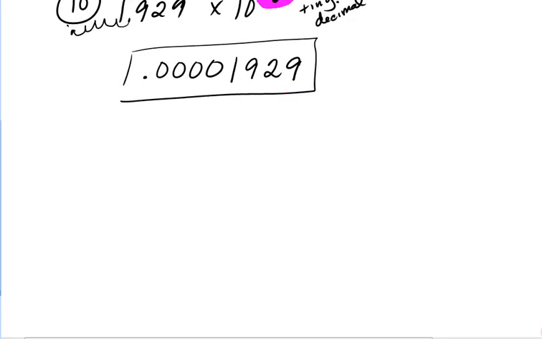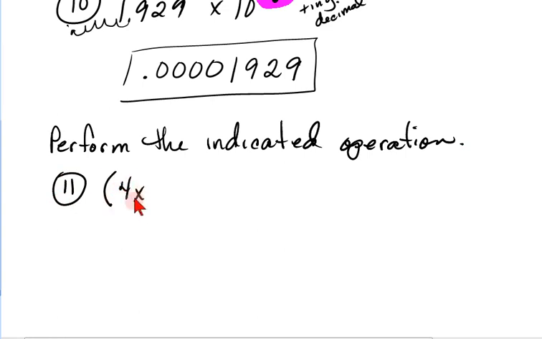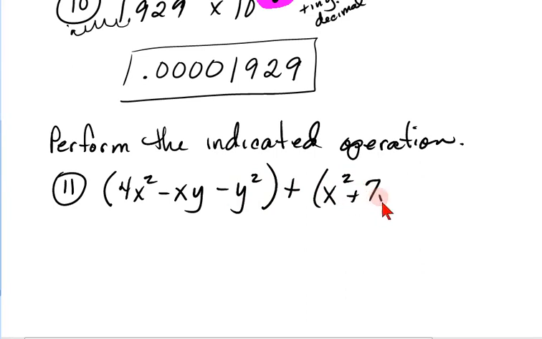There's really no need. It says to perform the indicated operation. All right, number 11. The indicated operation on this problem is addition. It has parentheses, 4x squared minus xy minus y squared plus parentheses, x squared plus 7xy plus 3y squared.